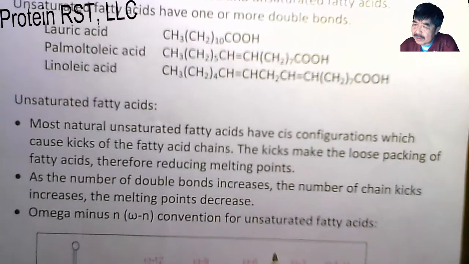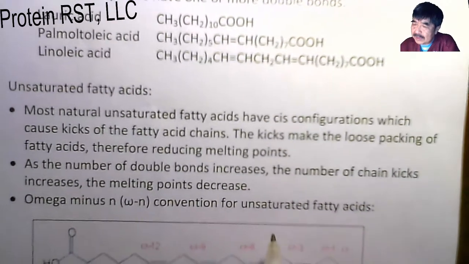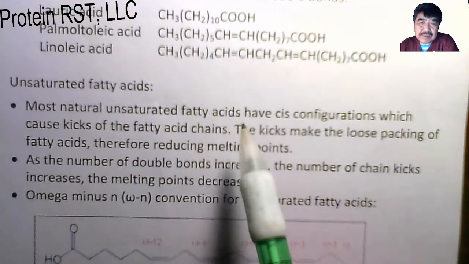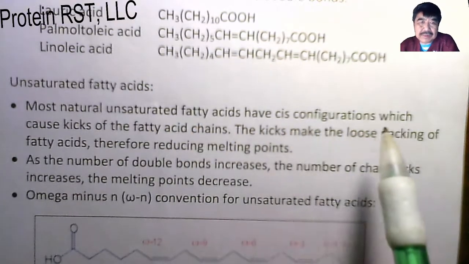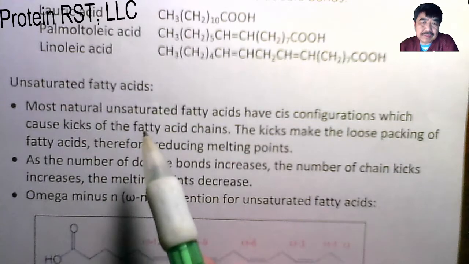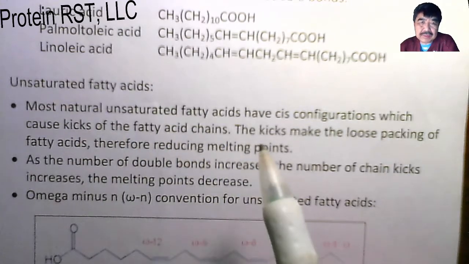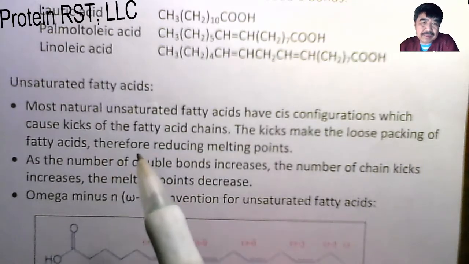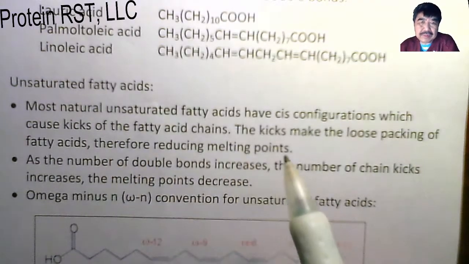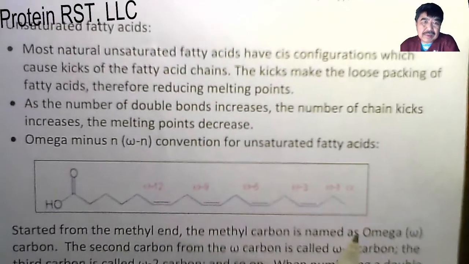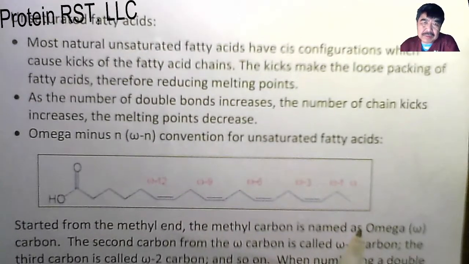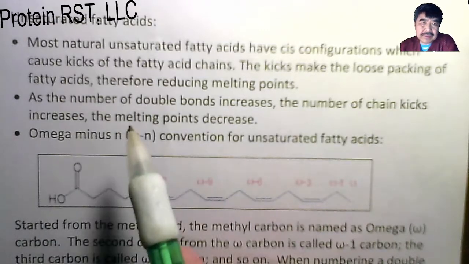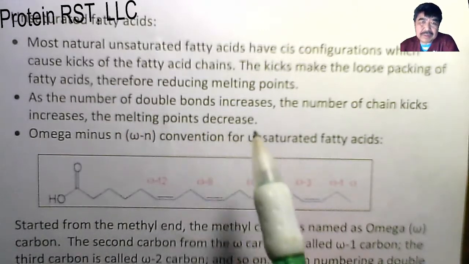Then let's focus on unsaturated fatty acids. Most natural unsaturated fatty acids have a cis configuration, which causes kinks in the fatty acid chains. The kinks make the loose packing of fatty acids, therefore reducing melting points. As the number of double bonds increases, the number of chain kinks increases. The melting points decrease.